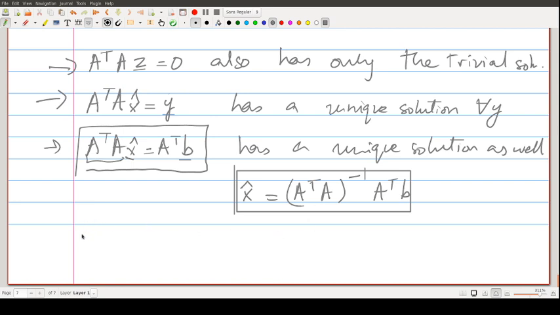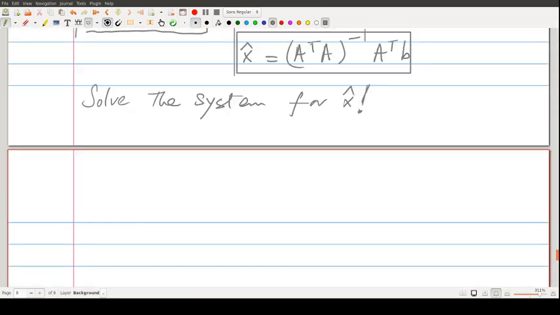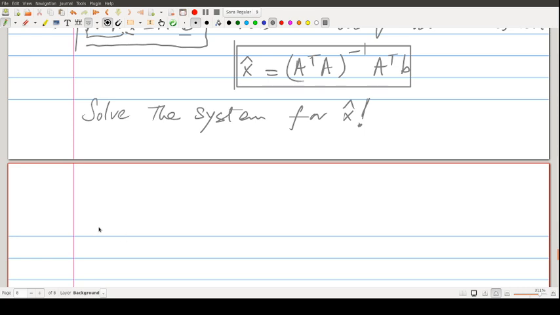So at the end, all you have to do is to solve. We have a guarantee now, so we just solve the system for x hat, right? And that will give me what? It will give me actually P. If I have x hat and I multiply it with matrix A, then that's just the same as P.